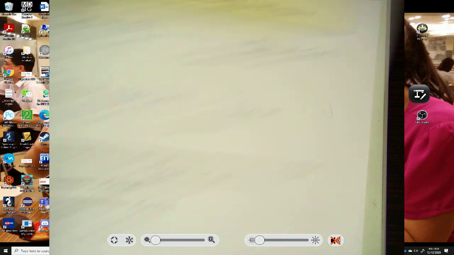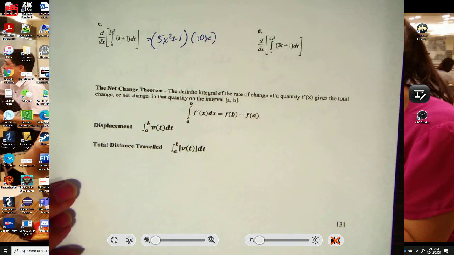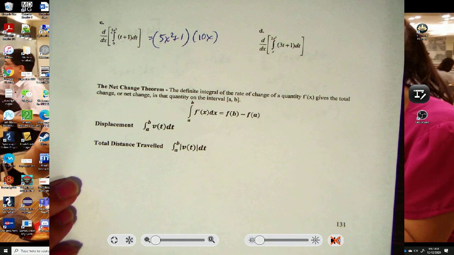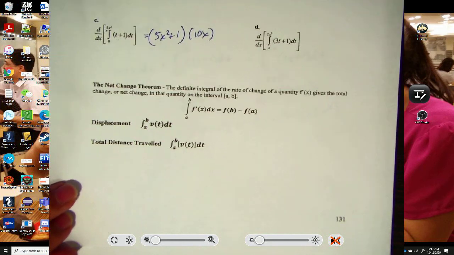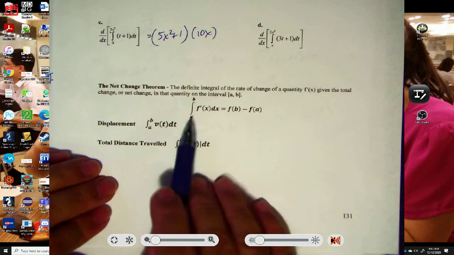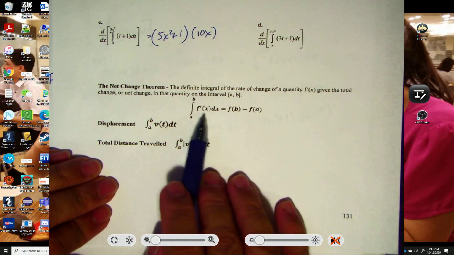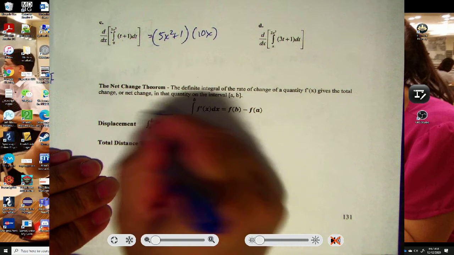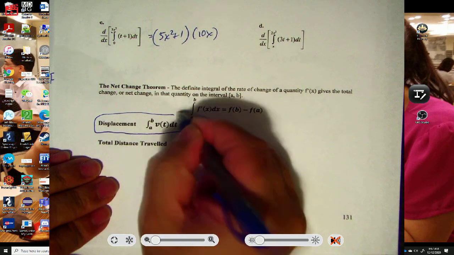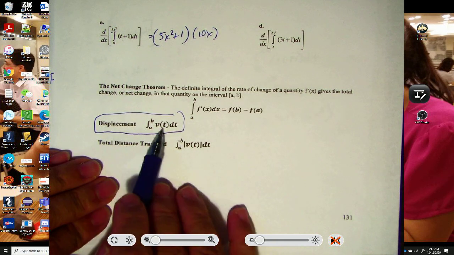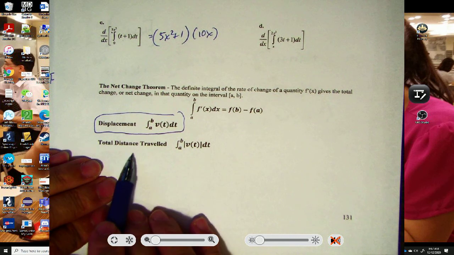Now she mentions a net change theorem. I've already talked about this. So the net change theorem we mentioned earlier, they also have other words for it. They call it displacement. So if you're given a rate and how much you displacement. So displacement is different from total distance travel.